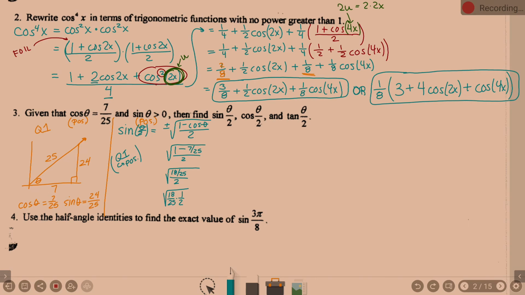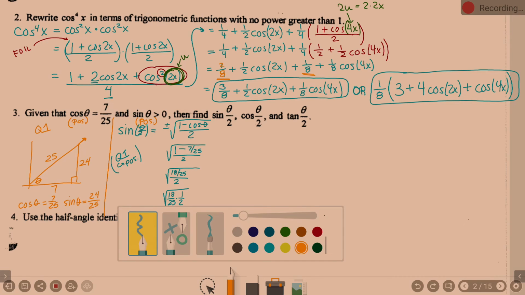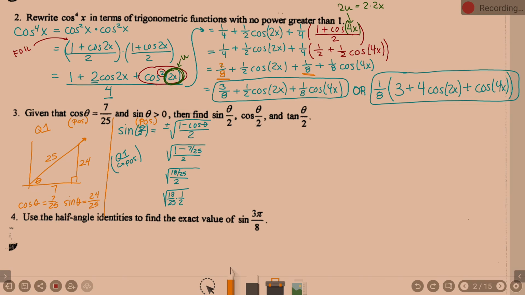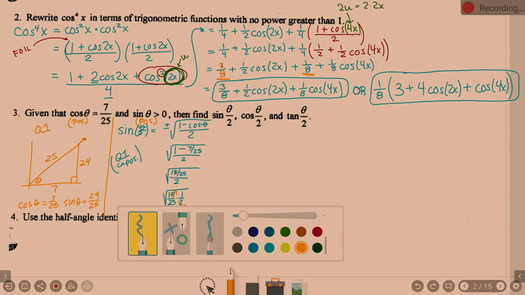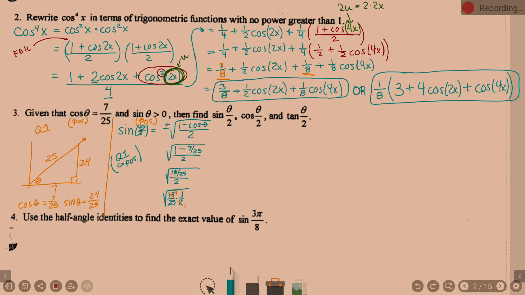It should be 18 over 25 times 1/2. I am a cross canceler through and through. I know you guys aren't necessarily, but if I cancel those, 2 and 18 become 1 and 9. So it's the square root of 9/25, which is 3/5. Notice I put in the intermediate step of square root of 9/25.